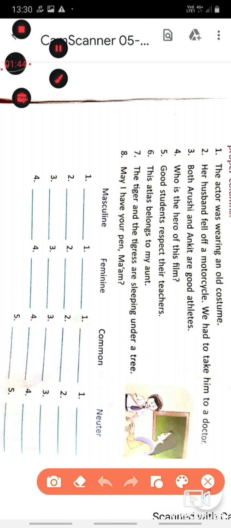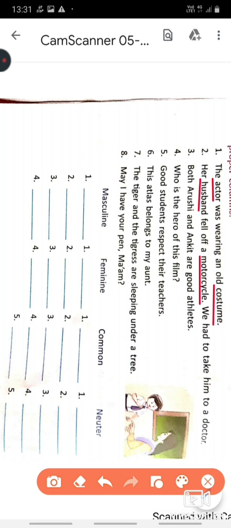Let's start. The actor was wearing an old costume. You need to know what nouns are to do this topic. So the nouns here are actor and costume. Question number 2. Her husband fell off a motorcycle. We had to take him to a doctor. Underline husband, motorcycle, doctor. Next, Arushi, Ankit, athletes.